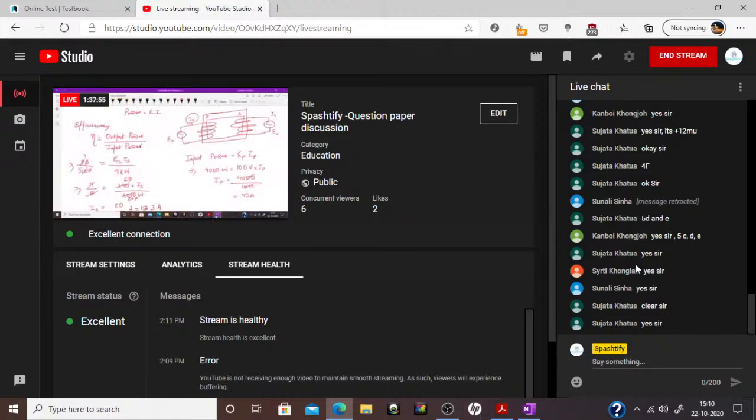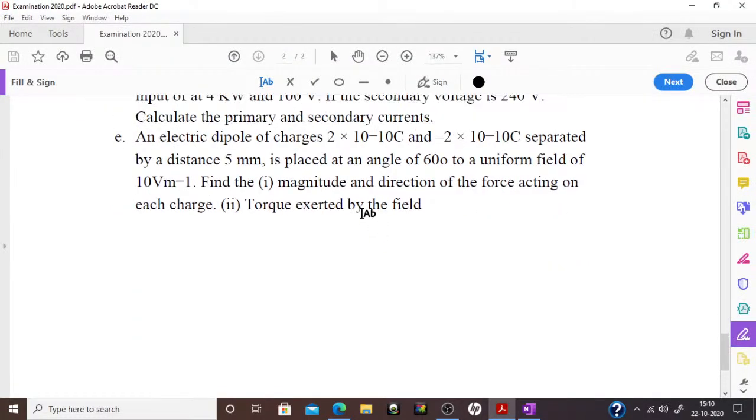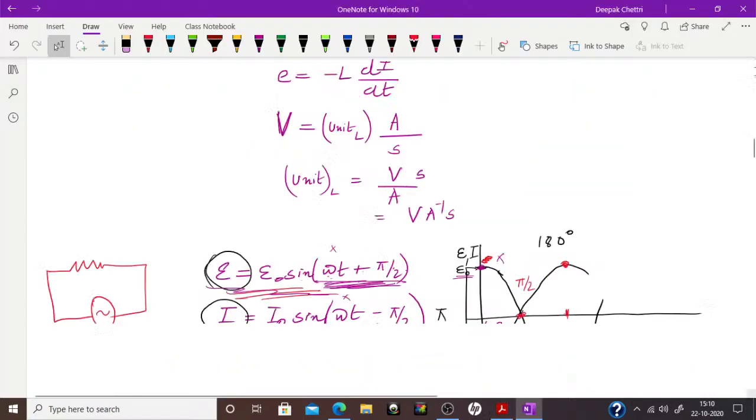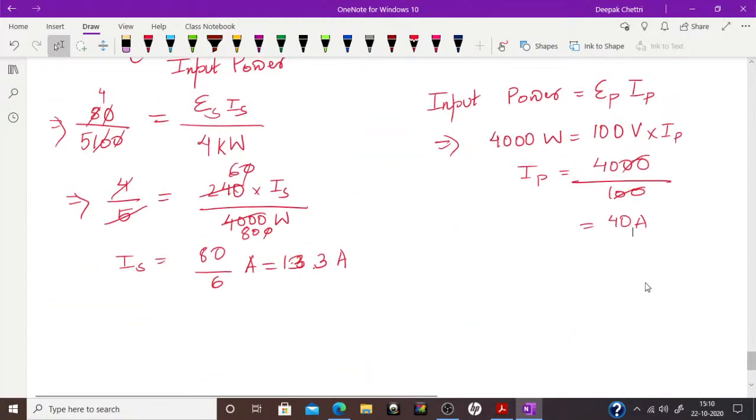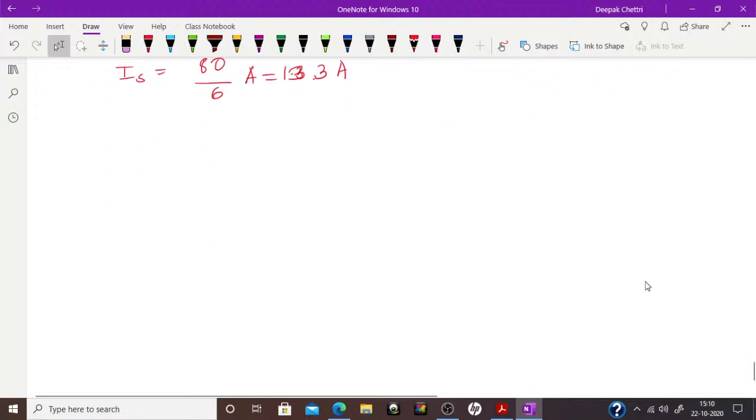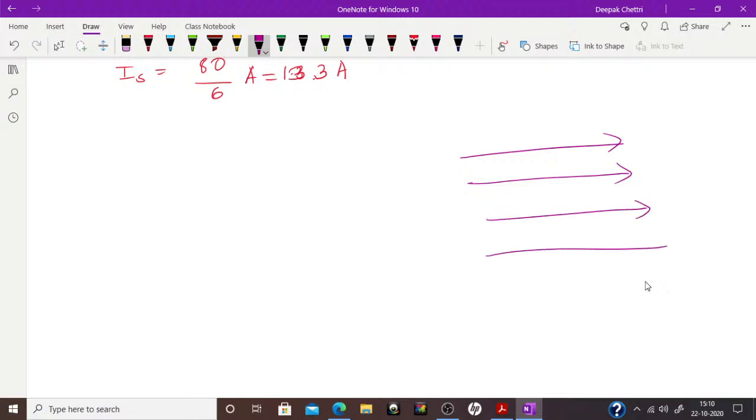Okay, so that is now the last question, I think 5E. This is the formula for torque. This is from the first chapter, right? So what happens here: suppose you have an electric field E, and you keep a dipole.